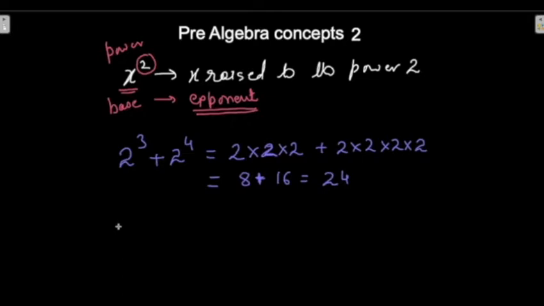Now, let's take an example where it is 2 raised to power 3 and it gets multiplied by 2 raised to power 4. Now understand what we have done is that we have changed the operator here. Here it was the operator of addition, here the operator is of multiplication. Now in this scenario, 2 is getting multiplied by itself 3 times, and then it is getting multiplied by another number which is 2 getting multiplied by itself 4 times.